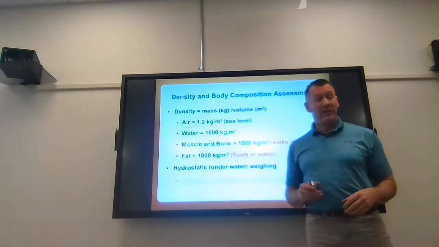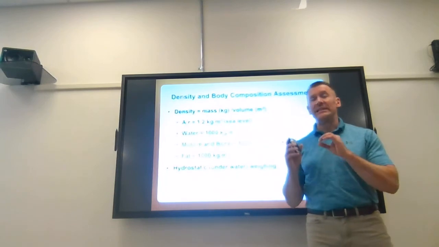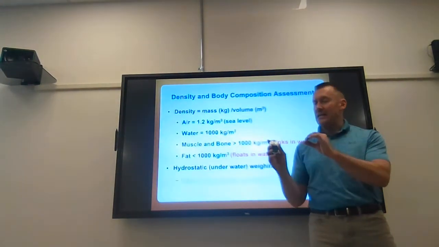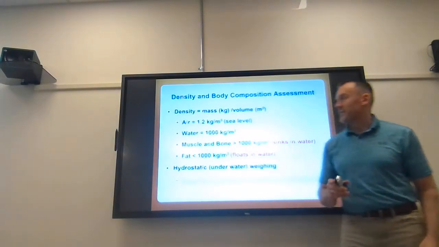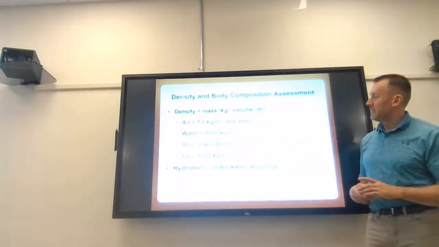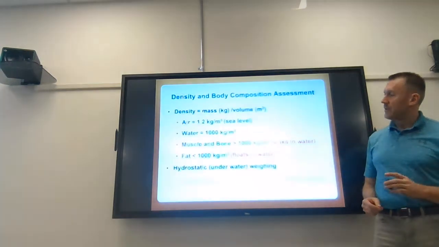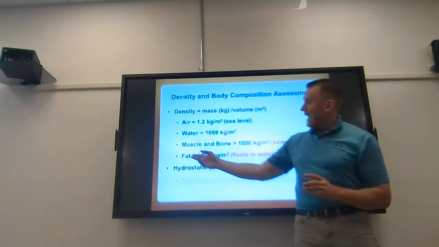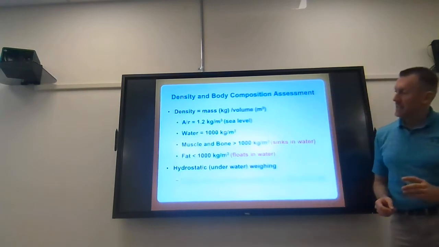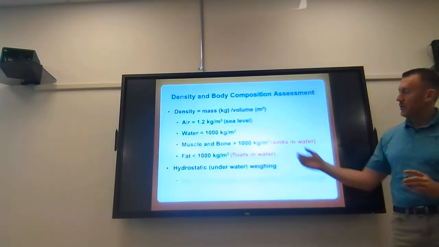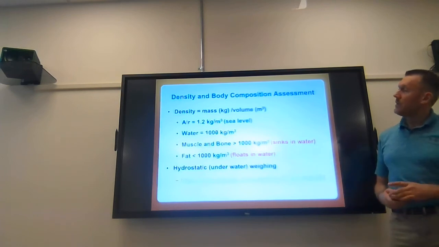Muscle and bone. We call these the lean tissues of the body. The fat-free mass is referred to as muscle and bone, and they each respectively have a density of greater than 1,000 kilograms per meter cubed. And then fat has less density than water, less than 1,000 kilograms per meter cubed. So it floats in water.